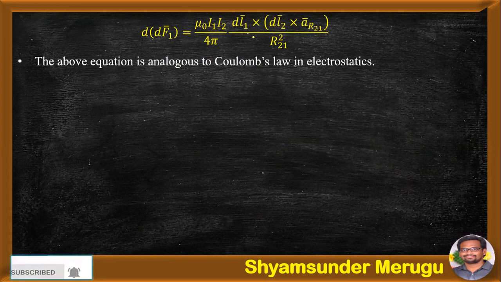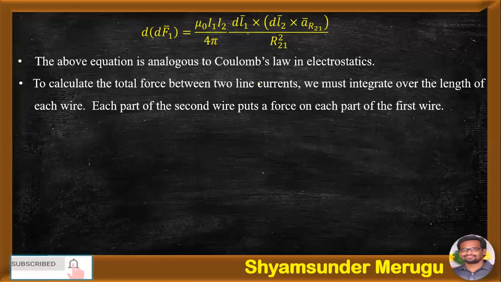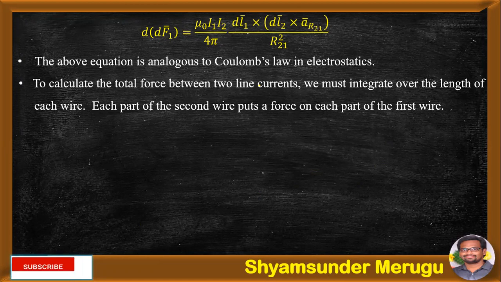By looking at this particular expression, we can observe that the above equation is analogous to Coulomb's law in electrostatics. To calculate the total force between the two line currents, we must integrate over the length of each wire. As we know, each wire has a length L1 and L2 respectively. Each part of the second wire puts a force on each part of the first wire.